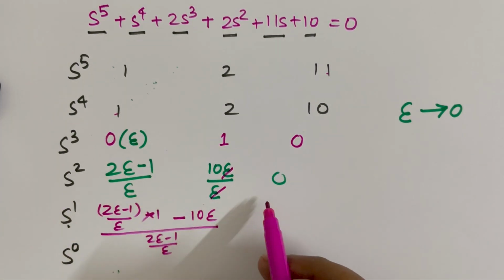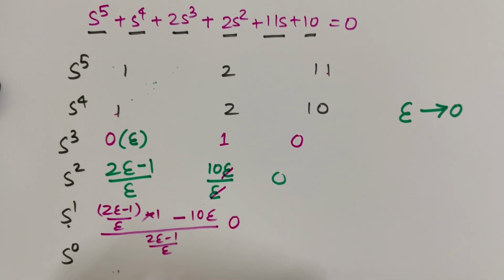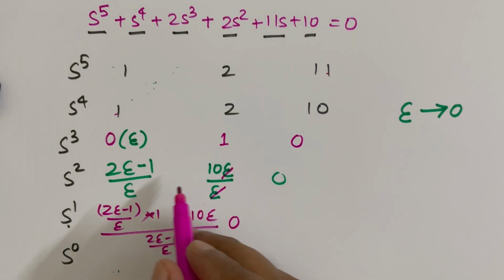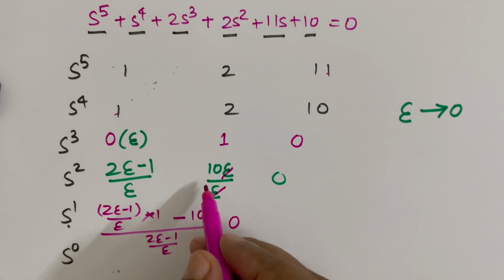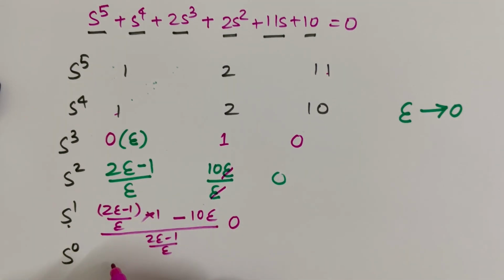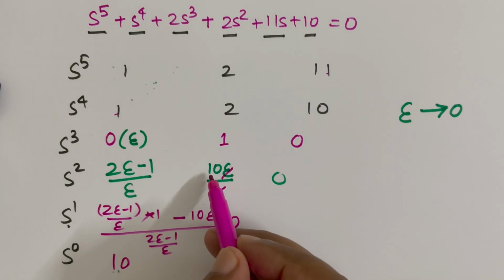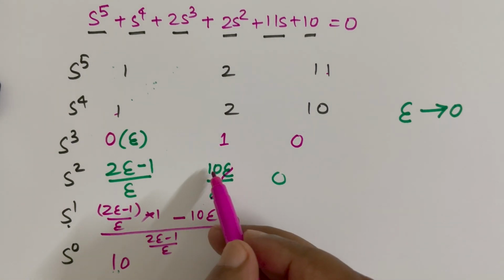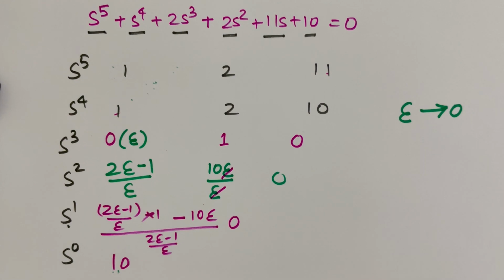Then here it will be 0. So next number is 0. Now if I want to write the next number, it will become by default 10. Why is it 10? Because some quantity multiplied by 10 divided by this quantity, so obviously you will end up getting 10.